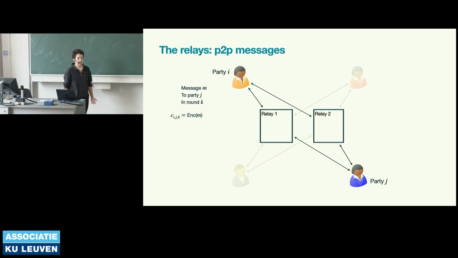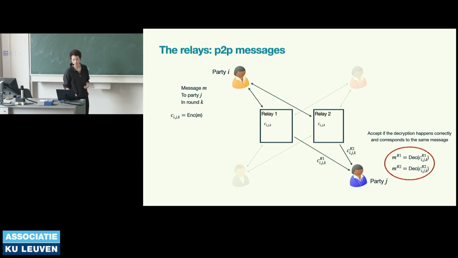So party I wants to send a message M to party J for a certain round K. Then party I just needs to encrypt this message using these pre-exchanged keys and send the ciphertext to the relays. So both relays will store the same ciphertext. And then whenever party J is ready, they can just ask the relays, please send me these messages from party I for this specific round. Then party J receives the ciphertexts and can decrypt them.